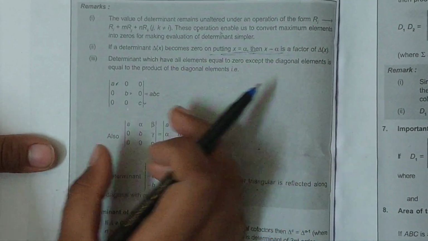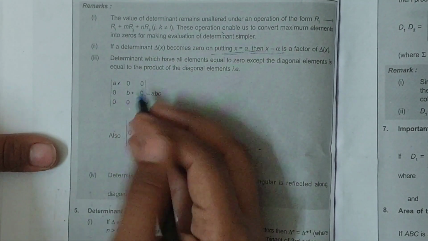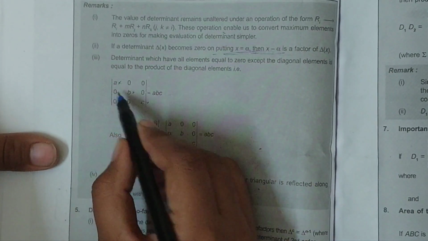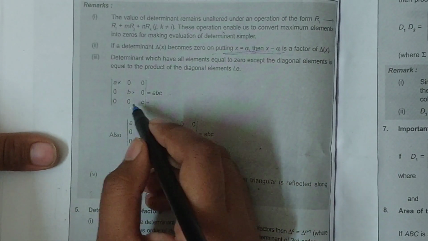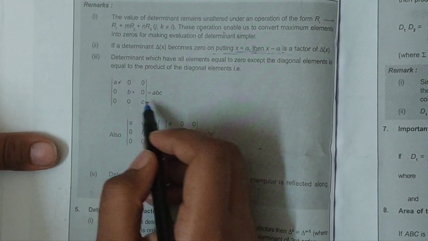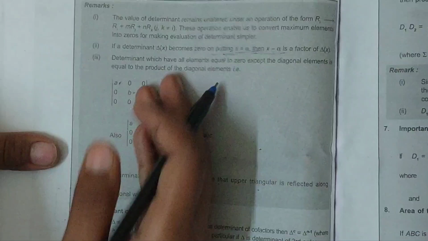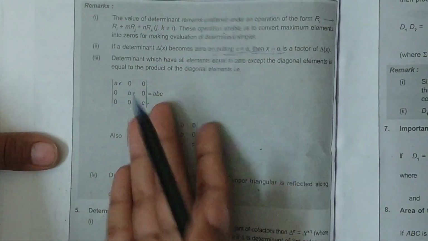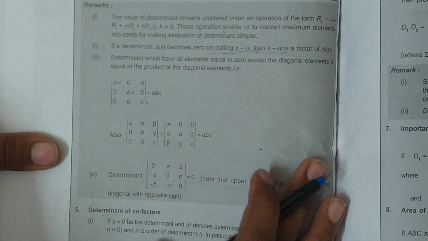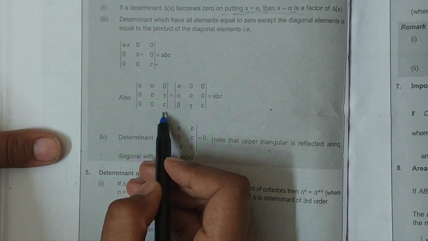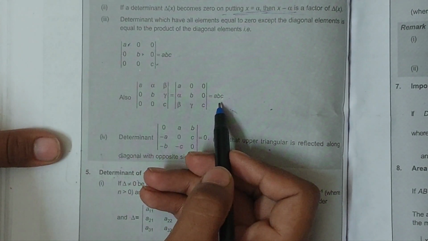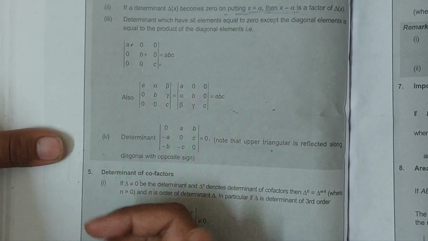Now the next point. A determinant which is a diagonal determinant, with a, b, and c on the diagonal, while solving it, it is always equal to ABC. If you even solve it using the normal method, you will still get the same thing. Like here, if you have a, b, c or anything like this, you still get ABC.